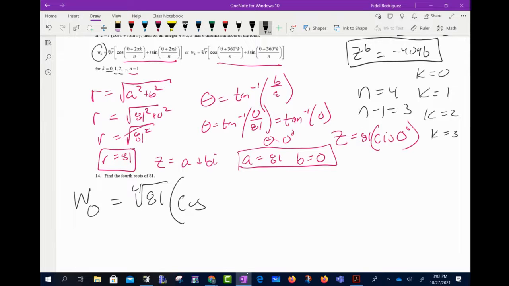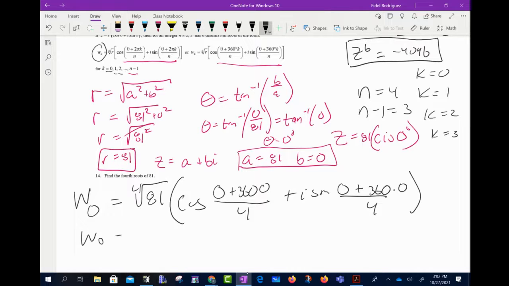Cosine of theta, which we said was 0, plus 360 times k, which is 0 as well, all over n, which is 4, plus i sine, same thing. 0 plus 360 times 0 all over 4. Okay, the 4th root of 81, y'all, is 3, right?